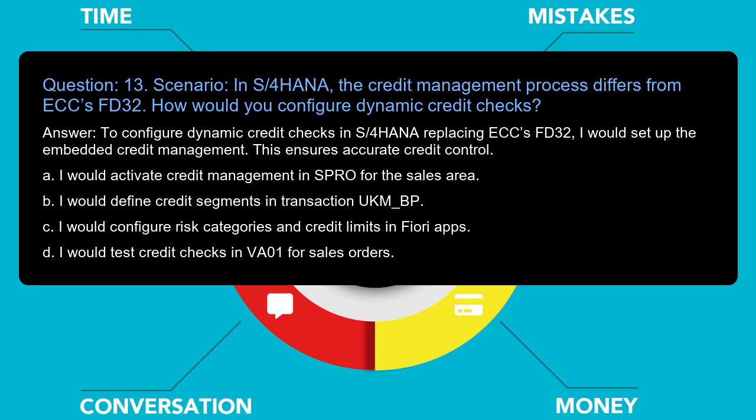A. I would activate credit management in SPRO for the sales area. B. I would define credit segments in transaction UKM_BP. C. I would configure risk categories and credit limits in Fiori apps. D. I would test credit checks in VA01 for sales orders.